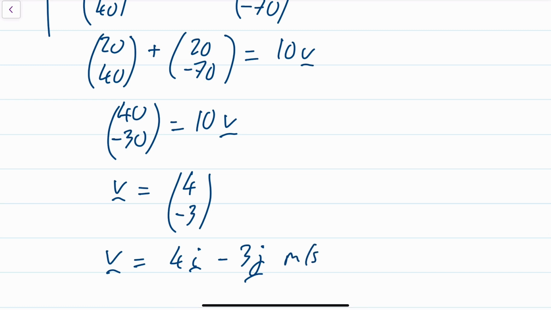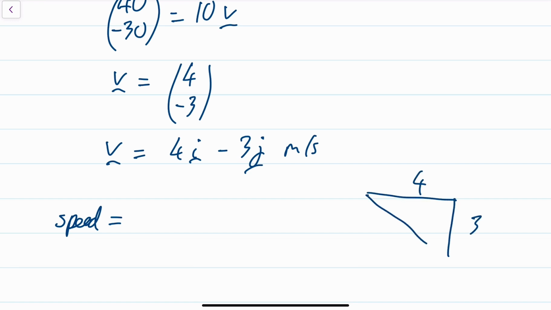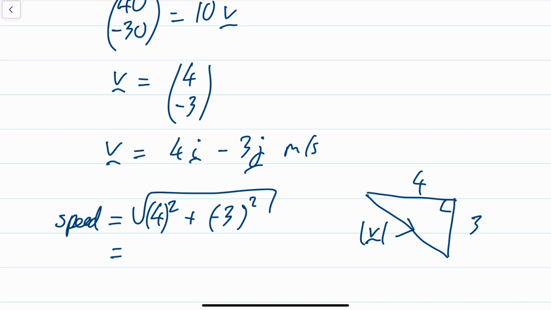It says, find the final velocity of the body. We've done that, and hence find the final speed. So again, the speed is just going to be equal to, you can do a diagram if you need to, 4 across and then 3 down. There's my speed, it's just the size of that. Or you can just do 4 squared plus minus 3 squared, square root of all that, and you will get a lovely answer of 5 meters per second to finish us off.